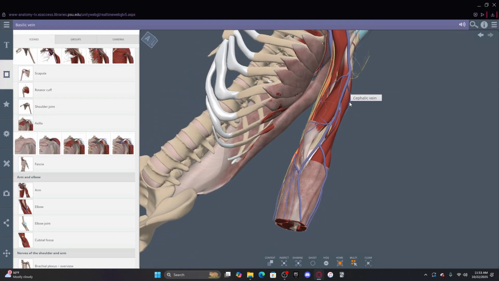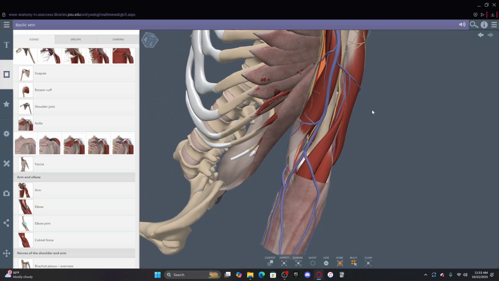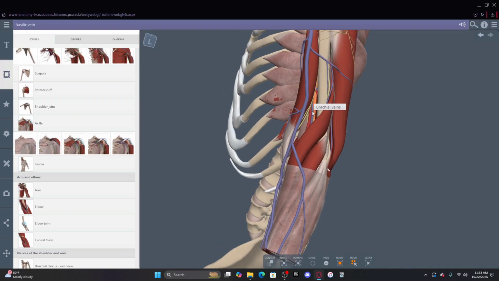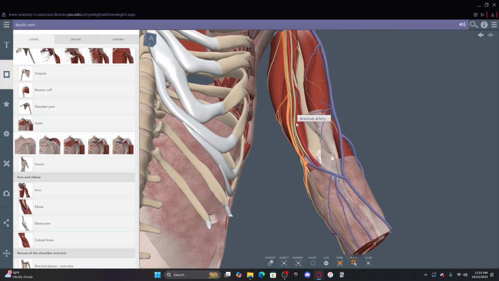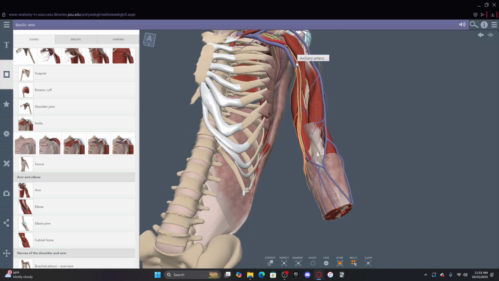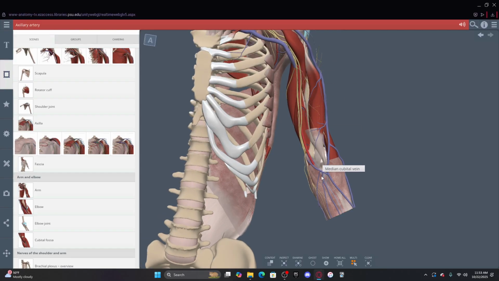It's a very superficial vein, whereas the brachial, right, is a lot more deep, right? So it's running with the brachial artery. All right, so our axillary vein splits into our basilic and brachial, and then our axillary artery continues on to form our brachial artery, right? So here we can see that.